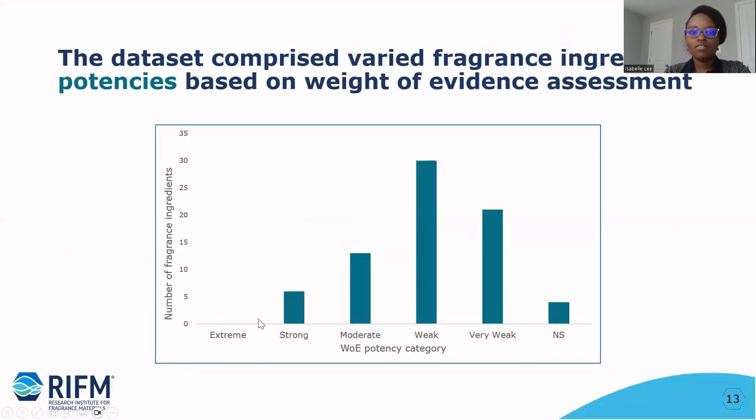Another area of variability was also within the amount of weight of evidence potency categories that we got. So we had strong, moderate, weak, and very weak, and also non-sensitizers represented within the data set, which was also great. And as you can appreciate here, most of them were weak or very weak sensitizers, which is very similar to what we see within the fragrance ingredient inventory.